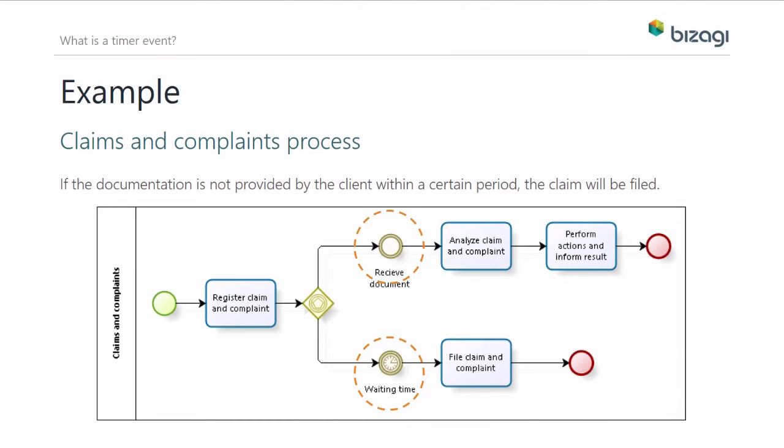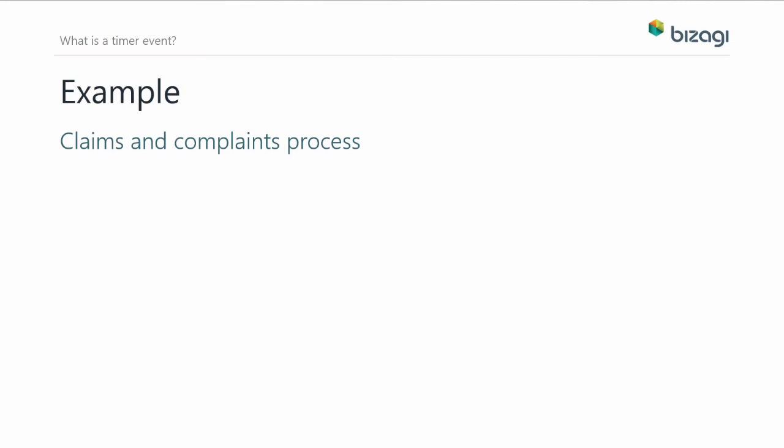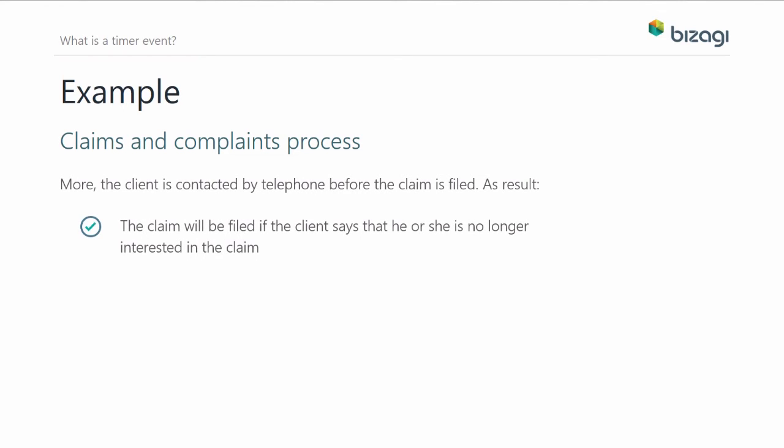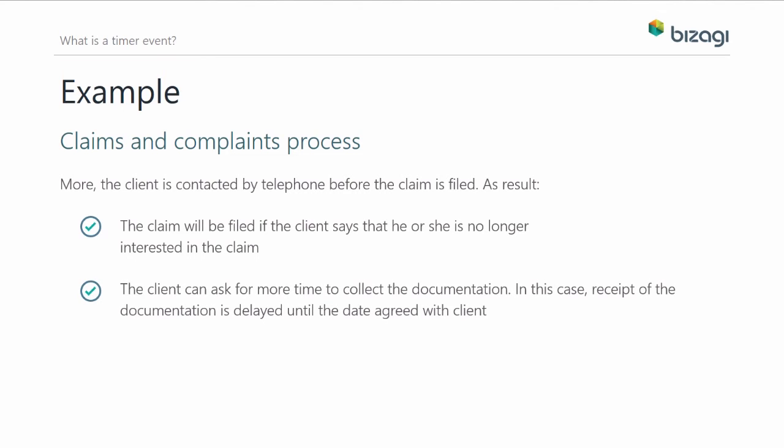On the other hand, if the client provides the documents within the time established, the claim or complaint will be analyzed. Only one route will be followed according to the first event that occurs. Moreover, the client is contacted by telephone before the claim is filed. As a result, the claim will be filed if the client says that he or she is no longer interested in the claim. The client can ask for more time to collect the documentation. In this case, receipt of the documentation is delayed until the date agreed with the client. And if the client is not located, a further call will be made after 2 days.